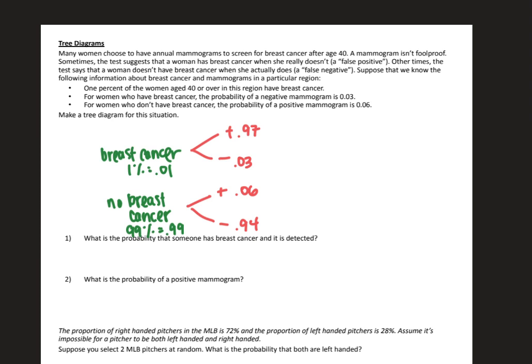So then from here, we can answer some questions using this tree diagram. It says, what's the probability that someone has breast cancer and that it's detected, meaning that they have a positive mammogram? So that would be breast cancer and that it's detected, which is 0.97. I'm sorry if you can hear my son banging things in the background. So in that case, we're going to do 0.01, which is the probability that someone has breast cancer, times the probability that they have a positive test, which is going to be 0.97. So that probability is going to be 0.0097.